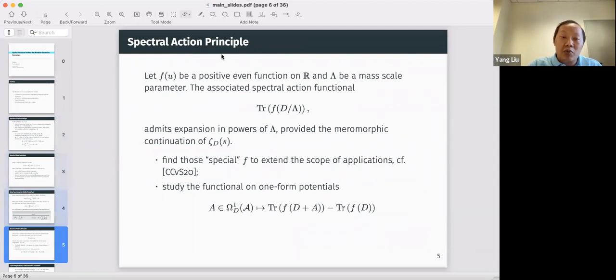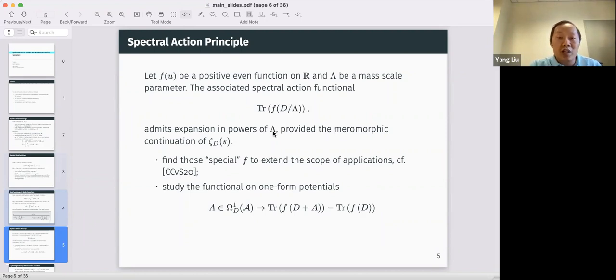The spectral action principle considers some function f of u, some positive even function on R. It plays a similar role to this phi in the previous slides. So you don't have to consider exactly the zeta function or the heat trace function, the exponential function. You have some free choice of f, and then you introduce a scaling parameter lambda. Then you study this trace. The meromorphic continuation corresponds to some expansion of this trace in powers of lambda.